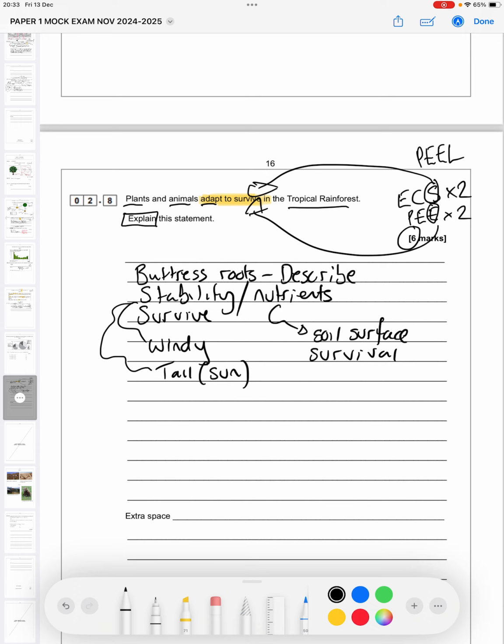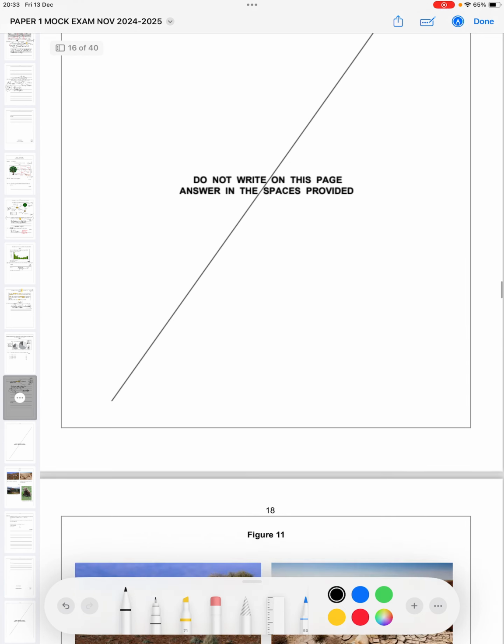If you simply just wrote for this, trees in the rainforest have buttress roots. These can be up to 5 meters wide and help the tree to collect nutrients from the surface of the soil. I would argue that's at least 2 marks. Obviously, I don't have a mark scheme in front of me, but that would probably be at least 2 marks. So don't be afraid to get something down, even if it's simple.